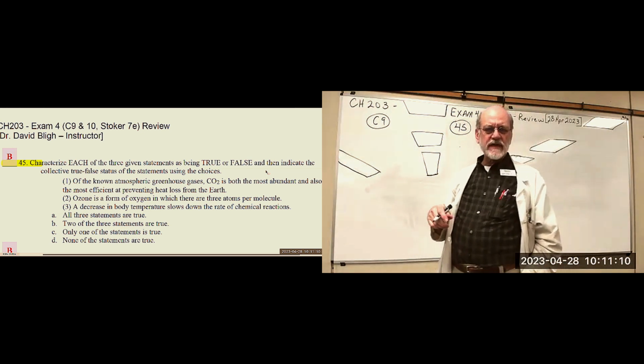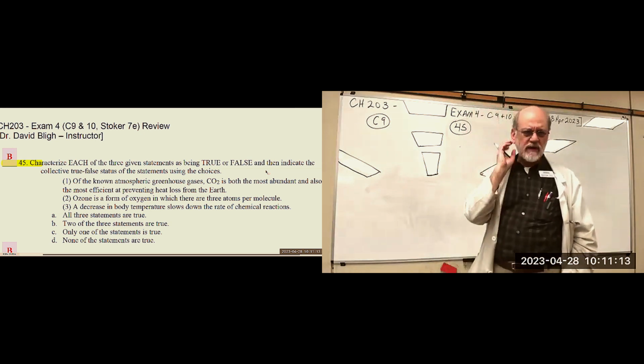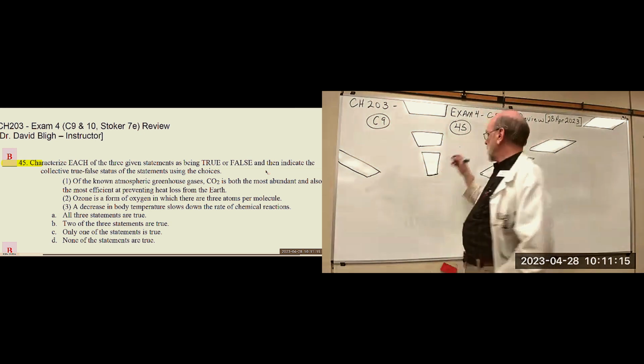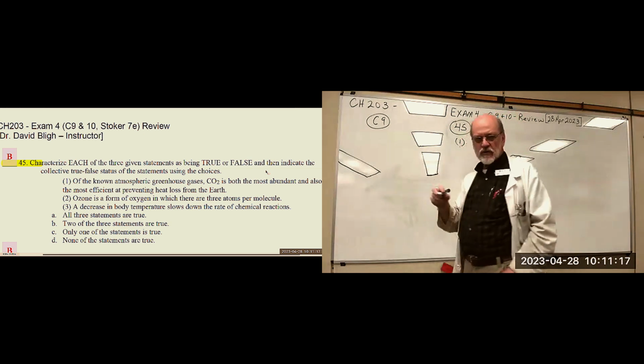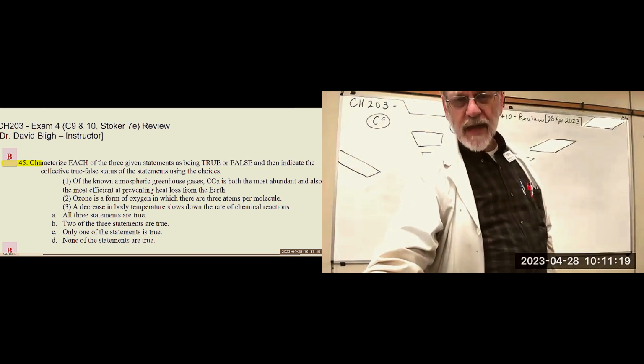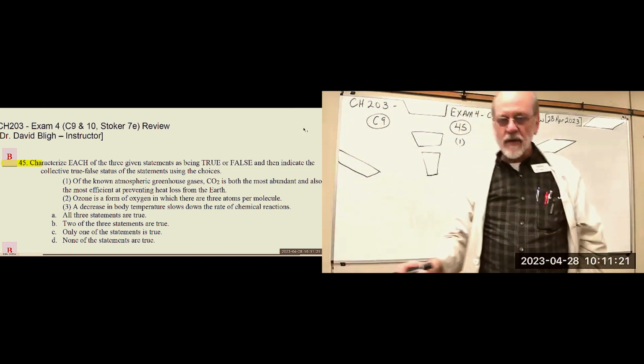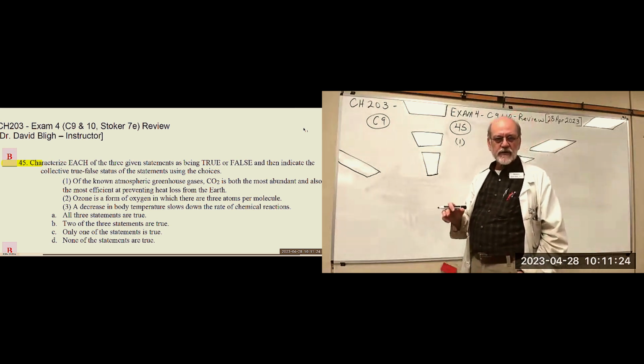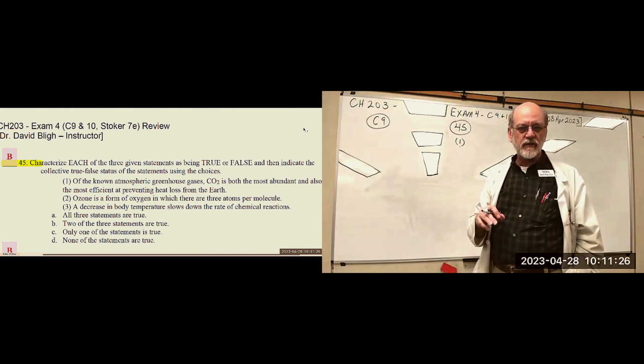Characterize each of the 3 given statements as being true. Oh, okay, another one of those. So let's look at 1. See if it's true. Of the known atmospheric gases, carbon dioxide is both the most abundant and also the most efficient of preventing heat loss from the earth.